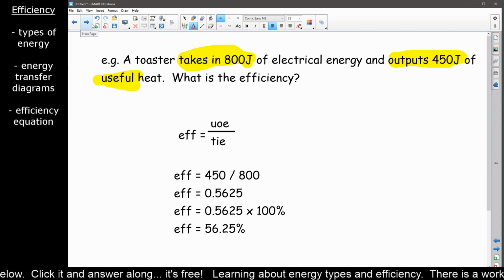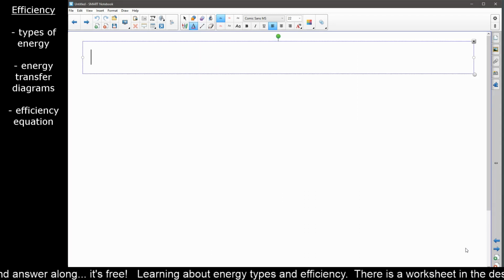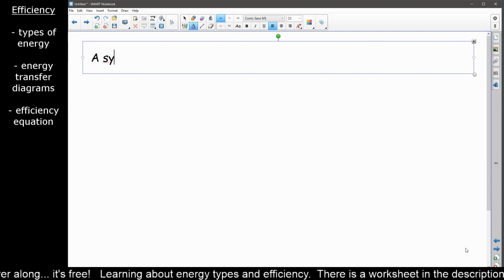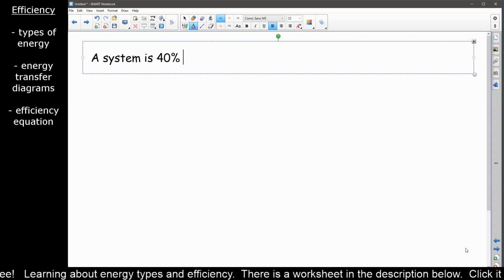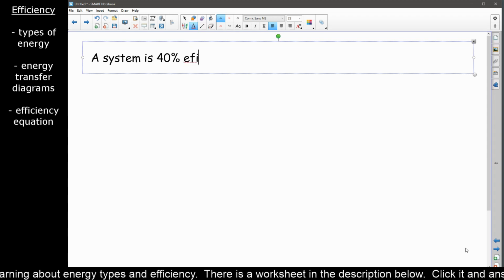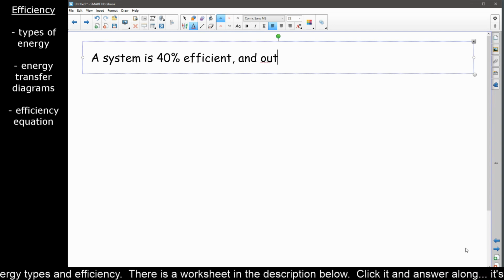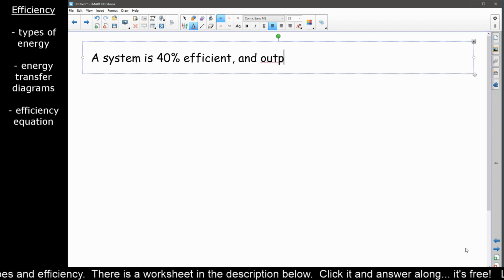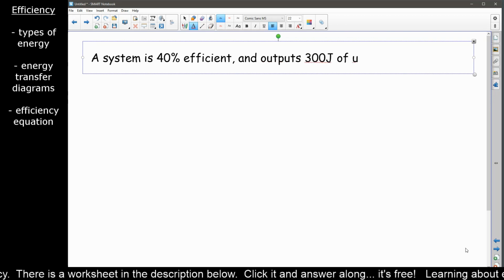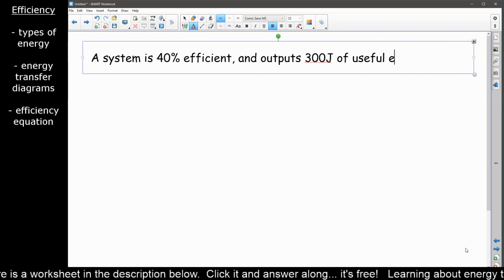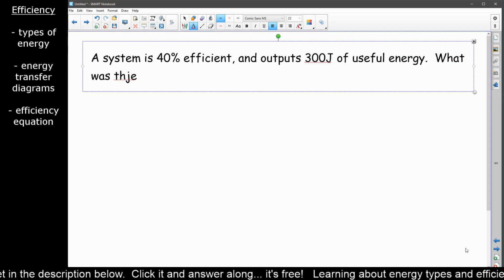The occasional sneaky examiner will try something like this. A system is 40% efficient. I was going to go 50, but that's too easy. It's 40% efficient and outputs 300 joules of useful energy. What was the input?